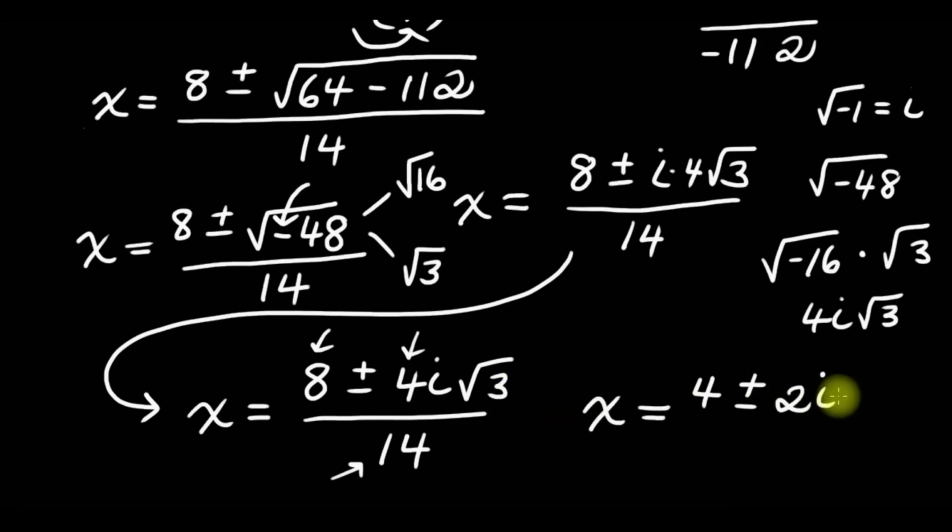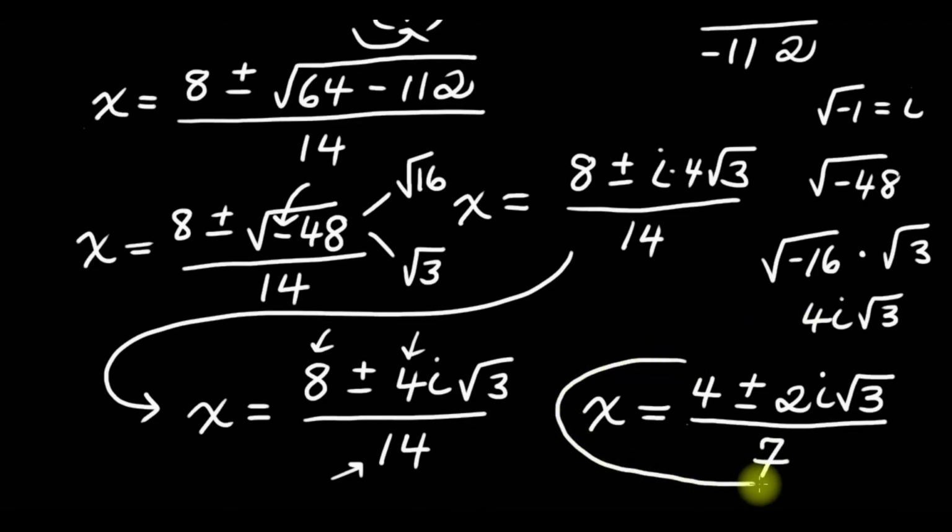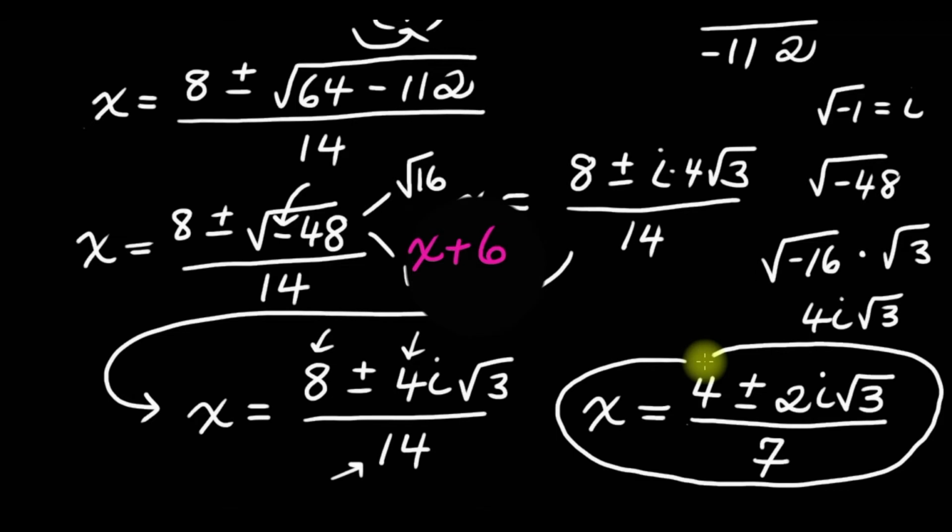2 goes into 4 2 times, so that makes it 2. That makes it 2i times square root of 3, and then all over 7, because 2 goes into 14 7 times. All right, so this is what x is. So that's how you solve quadratic equations by using the quadratic formula.